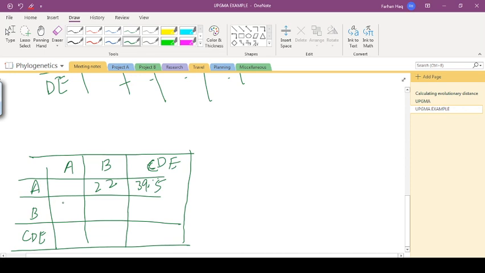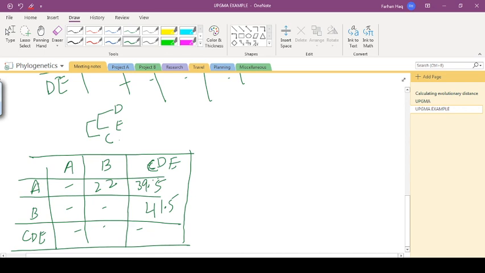So this is the distance from A to DE. And again, the distance of B to C was 41, and B to DE is 42. Then 41 plus 42 divided by 2 is actually what? 41.5, right? So the actual tree is now, first it was DE, then C. Now which is the minimum distance?